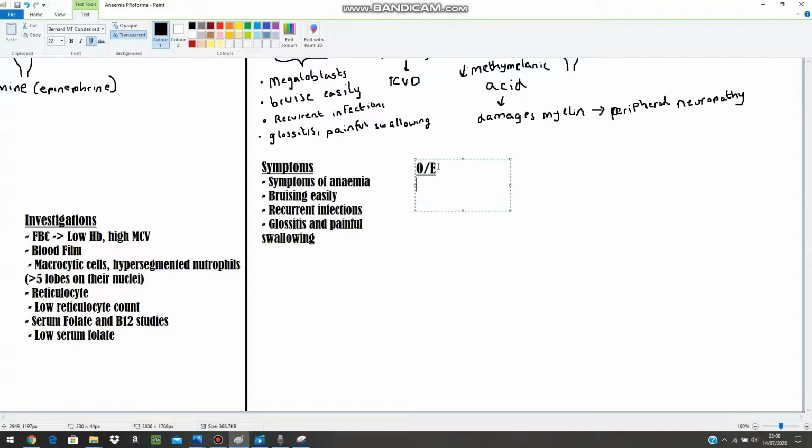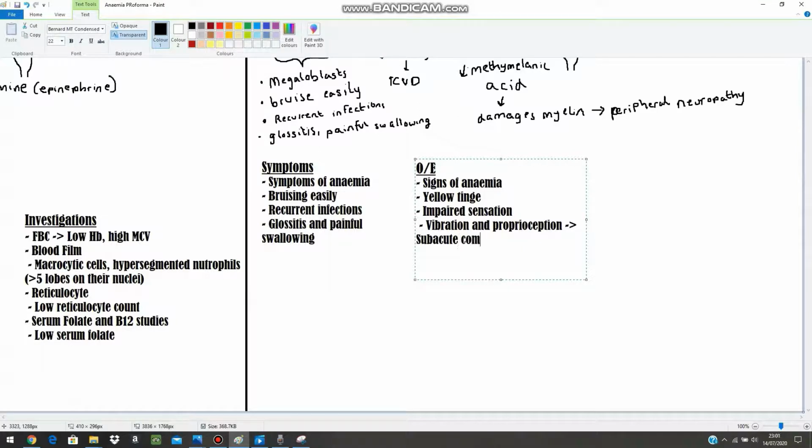Well, on examination, we're going to notice signs and symptoms of anemia. The next thing we might notice is a slight yellowish tinge to the skin, as the blood cells we are producing are fragile, so tend to get broken down in the spleen, releasing lots of bilirubin. This can cause our skin to turn yellow. The next thing we might notice is impaired sensation due to us damaging our myelin sheath. In fact, it specifically tends to affect the sensation that deals with vibration and proprioception senses. And if left for long enough, we might get a condition known as subacute combined degeneration of the spinal cord.